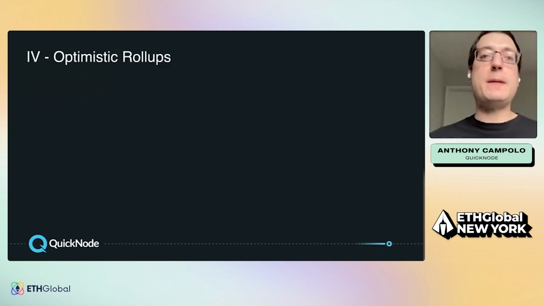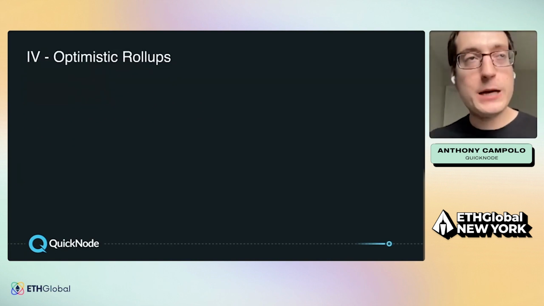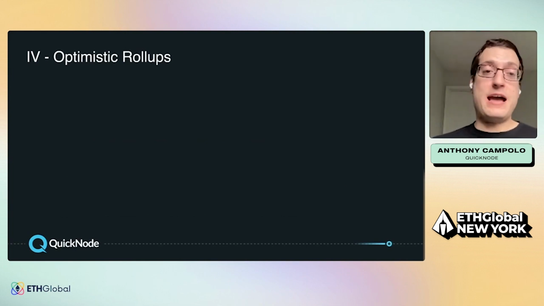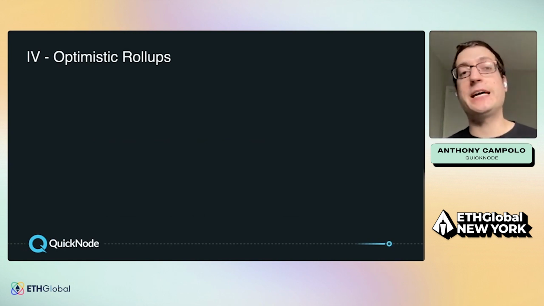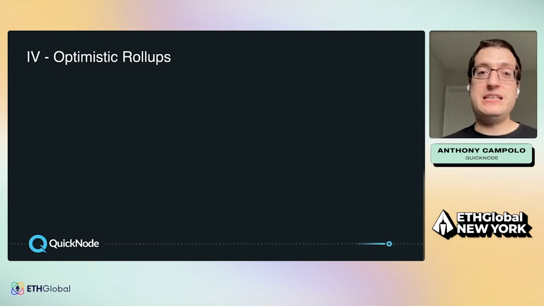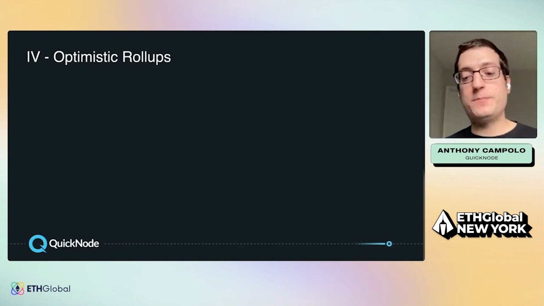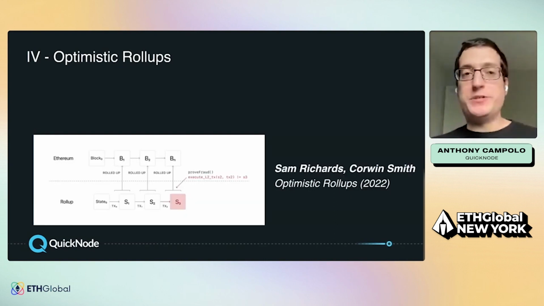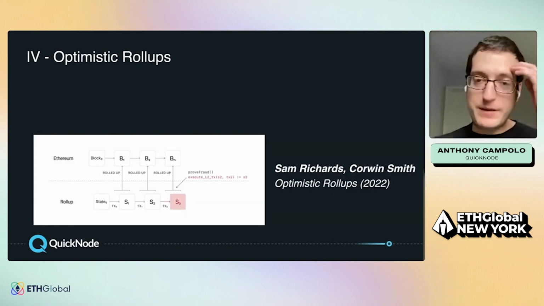Now we're going to get into optimistic rollups. Optimistic rollups, unlike ZK rollups, are being used heavily in production already. So if you're going to be dealing with these types of systems, these types of layer 2s, you are likely going to be dealing with optimistic rollups. And that is either through Arbitrum or Optimism. We'll get into both of those after we explain what an optimistic rollup is.